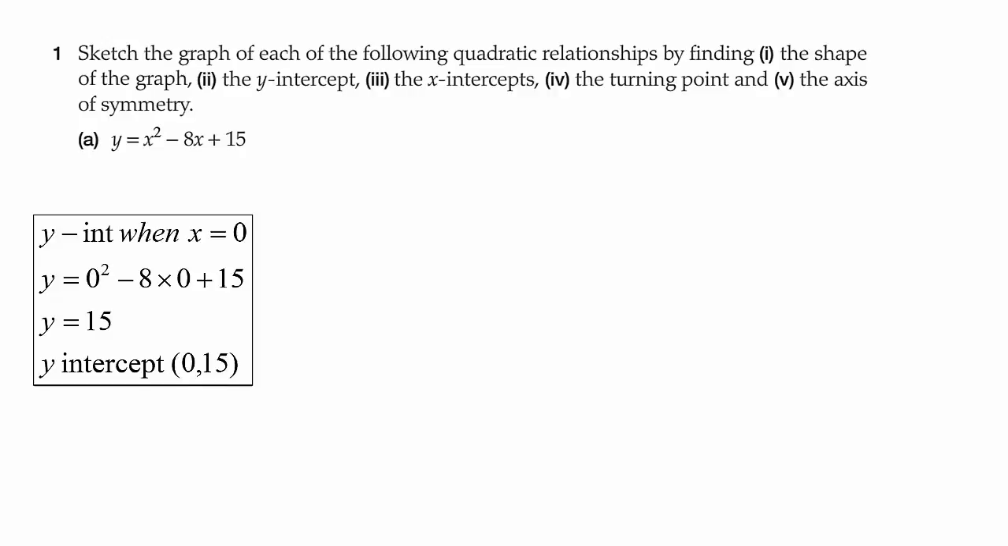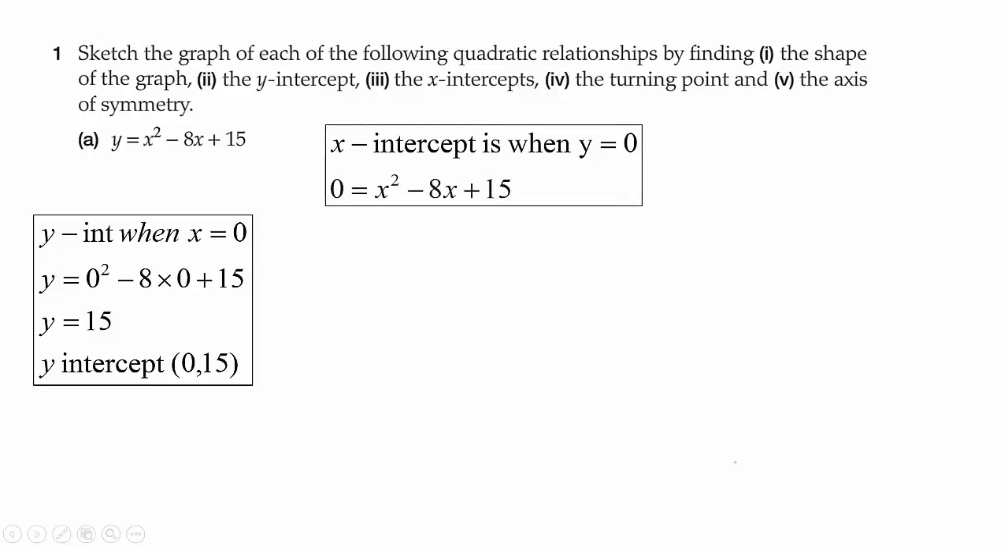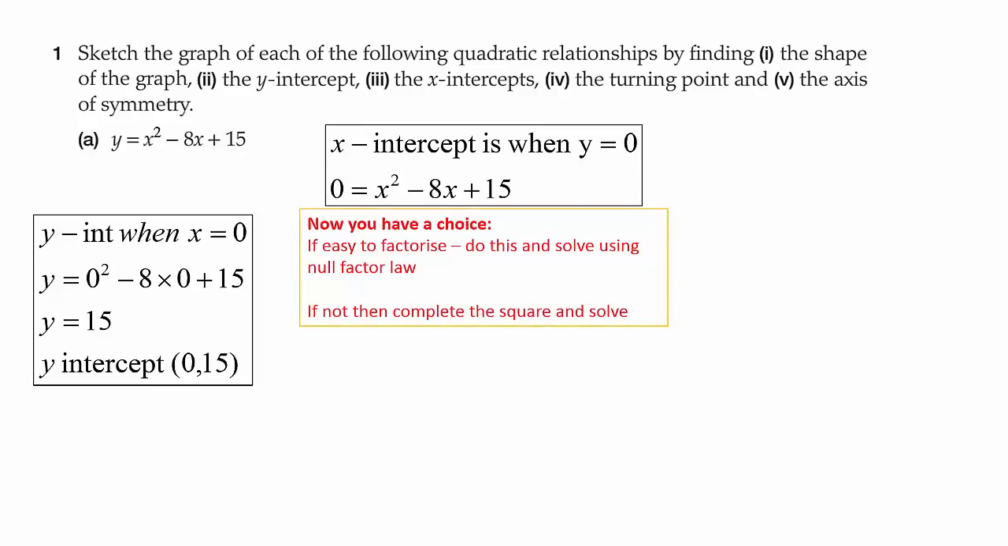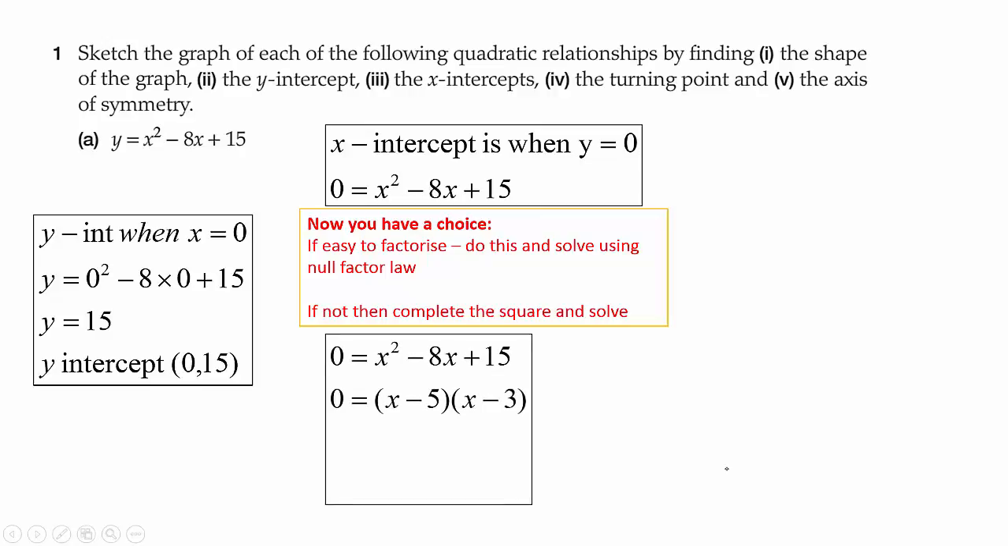Next we want to find our x-intercepts, and this is when y equals 0. So where does the graph touch the x-axis at y equals 0? We're going to solve x squared minus 8x plus 15 equals 0. Now this is where you have a choice. You can factorize it if it's easy to factorize, or you can complete the square and solve from there. In this case, factorizing is pretty simple. 15 is 5 times 3, and minus 5 minus 3 is minus 8. So we've got the two factors.